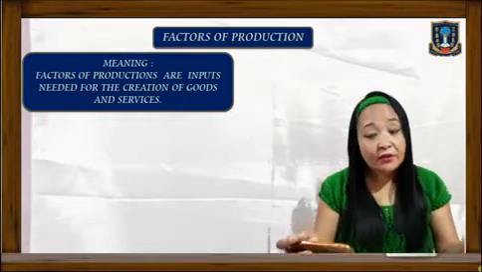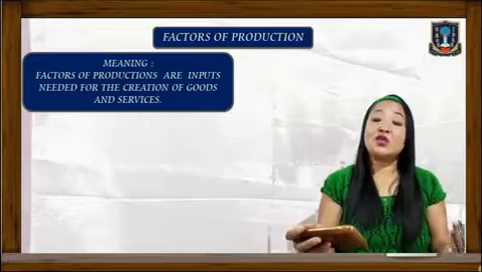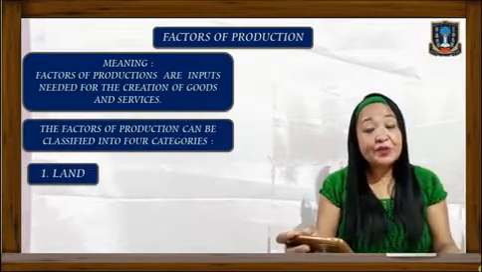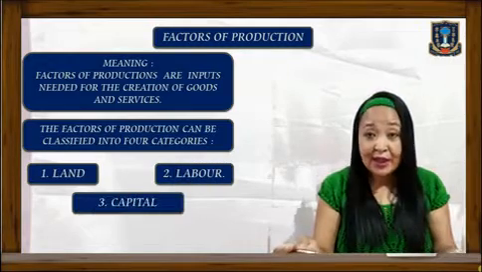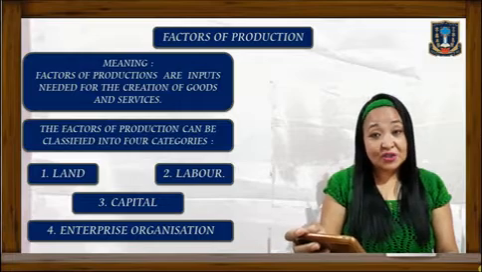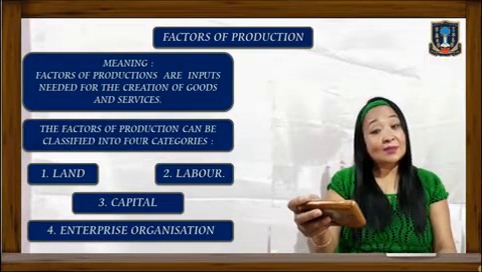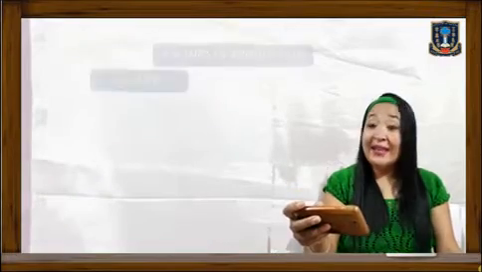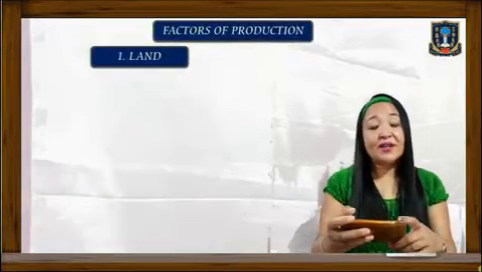All right, so in this context, the factors of production can be broadly classified into 4 categories. First is land, second is labor, third is capital, and the last one is the enterprise or the organization. Now let us see this briefly. First of all, we will see what land is. First factor of production.